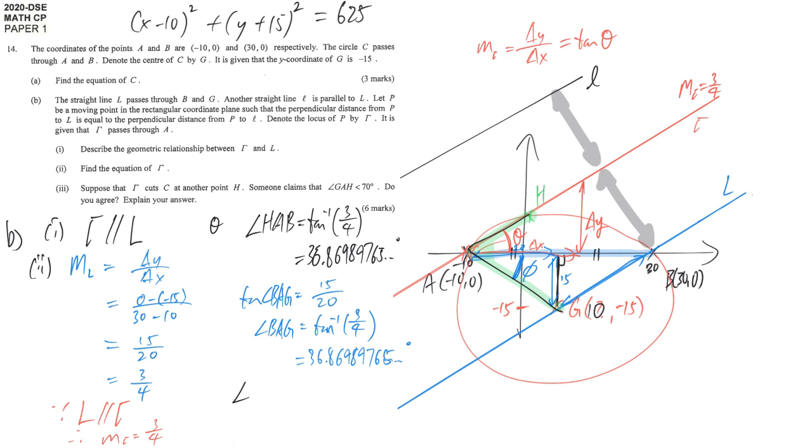And then therefore your target angle HAG, or GAH, is equal to 2 times 36.87, and then we get 73.7397959. The most important thing is to compare with 70 degrees. Is that smaller than 70 degrees? No, it is larger than 70 degrees. So we do not agree.